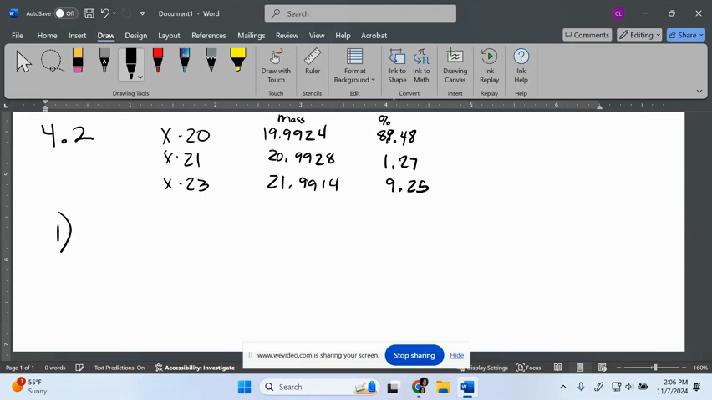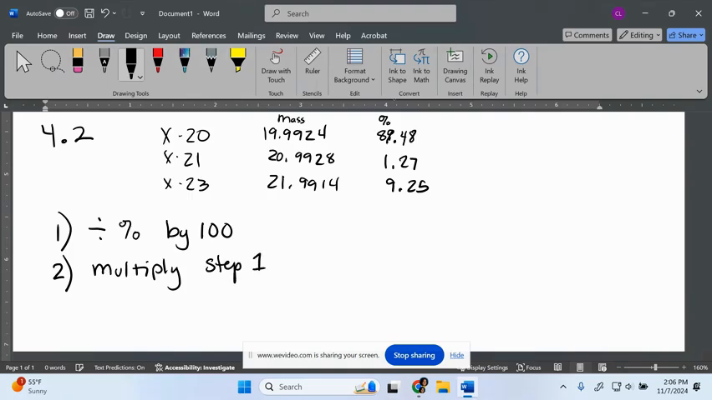So step 1, you are going to divide percent by 100. Step 2, multiply step 1 by mass. And step 3, add step 2 values, answers together.